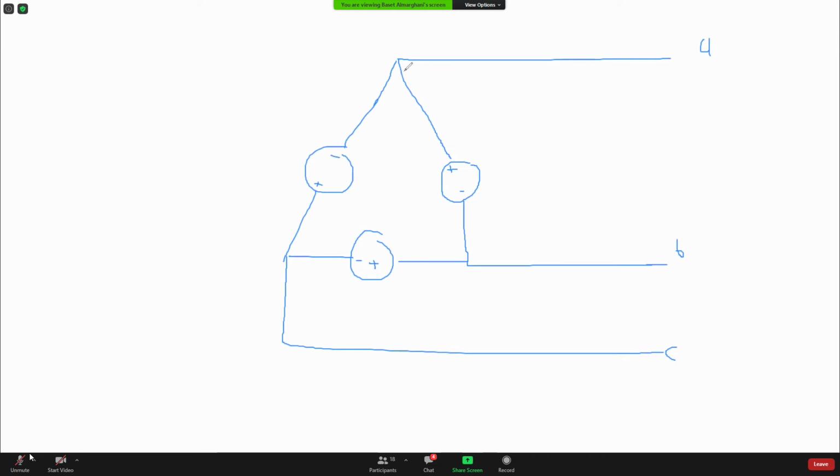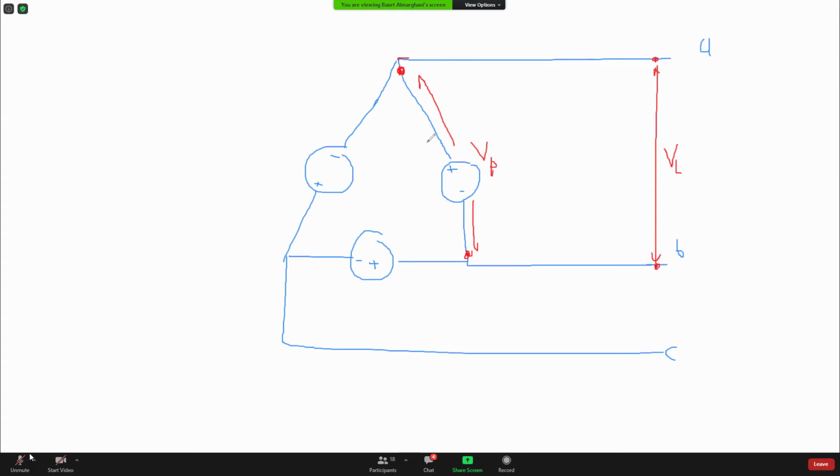Now the voltage between this point and this point is called phase voltage. Like here, it's across the source. The voltage between this point and this point is called the line voltage. What is the relationship between them? This voltage and this voltage. Are they the same or not? Look at this point. Is it the same as this point? Look at this point. Is it the same as this point or not?